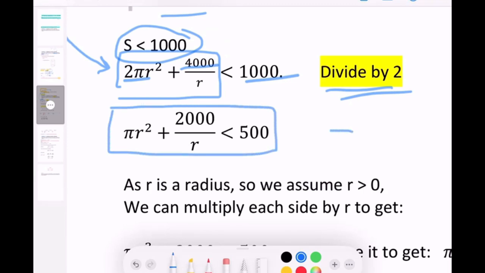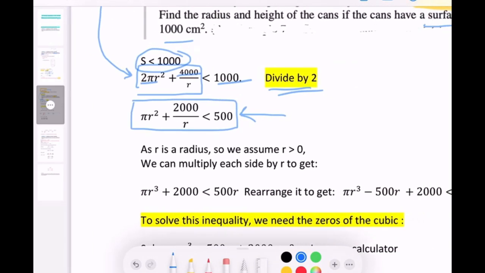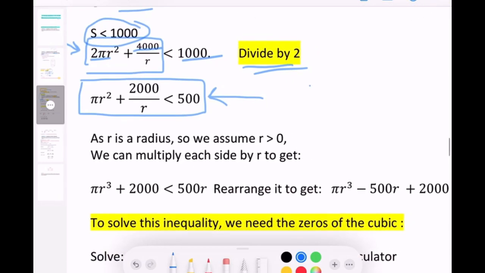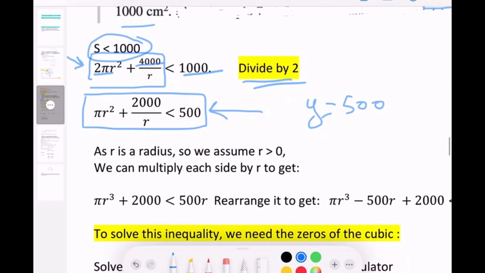This looks like a horrible rational inequality. However, I know in your book they solve this graphically using a graph of a rational function and a line y equals 500 if they don't simplify. If they don't simplify, they use the other one. Then they see where the graph is under the horizontal line of equation y equals 500. However, here, I'm going to solve it using polynomials.